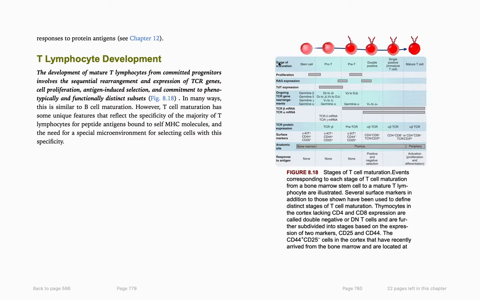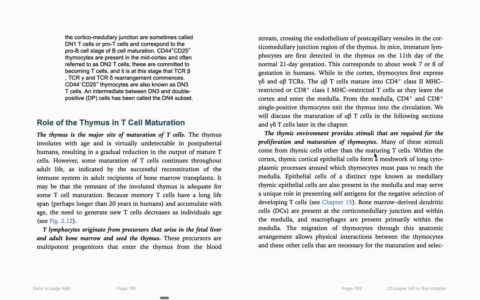So this is the structure that we are talking about. In the proliferation, we will have stem cell, pro T cell, pre T cell, double positive cells, then single positive immature T cell, then mature T cells, and we'll see how these things happen together. Let's go.